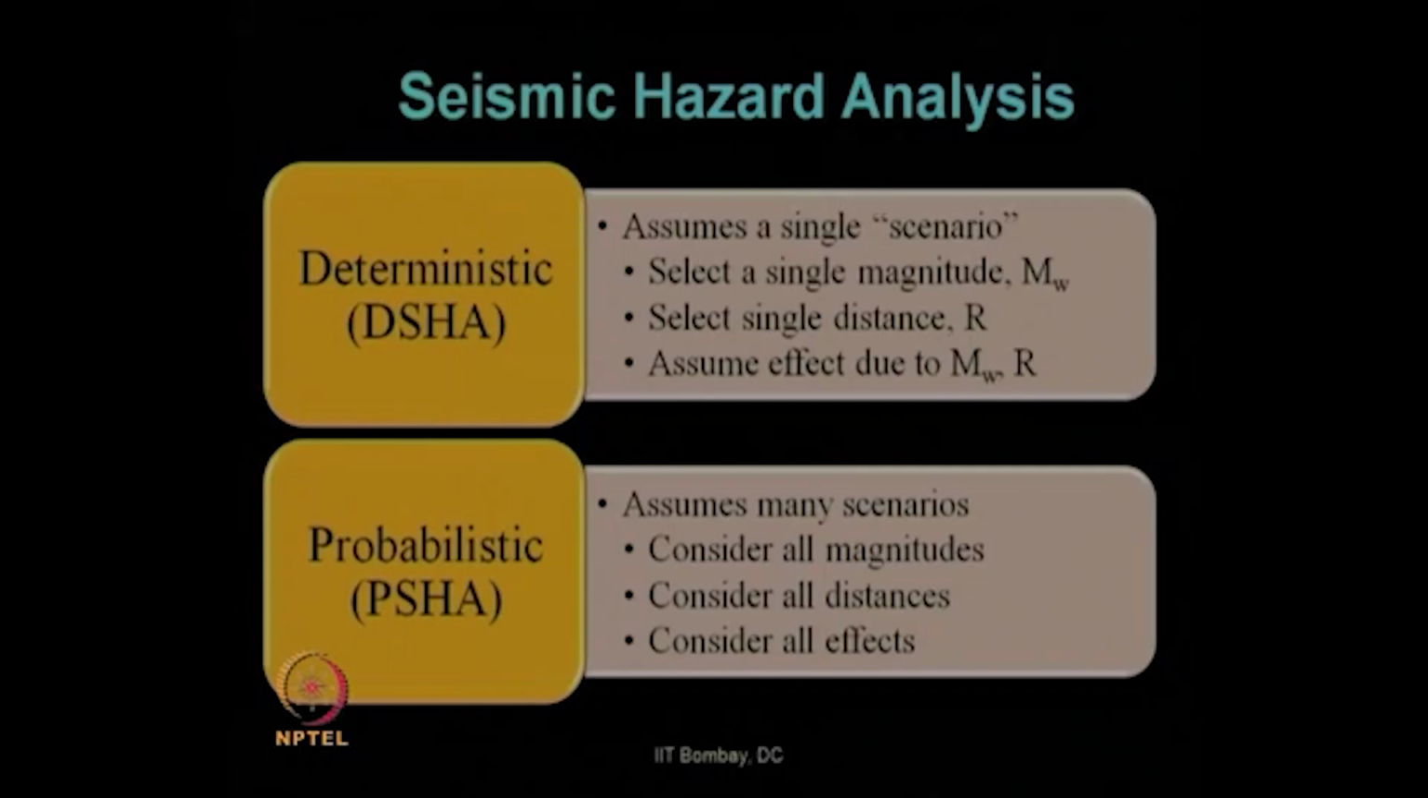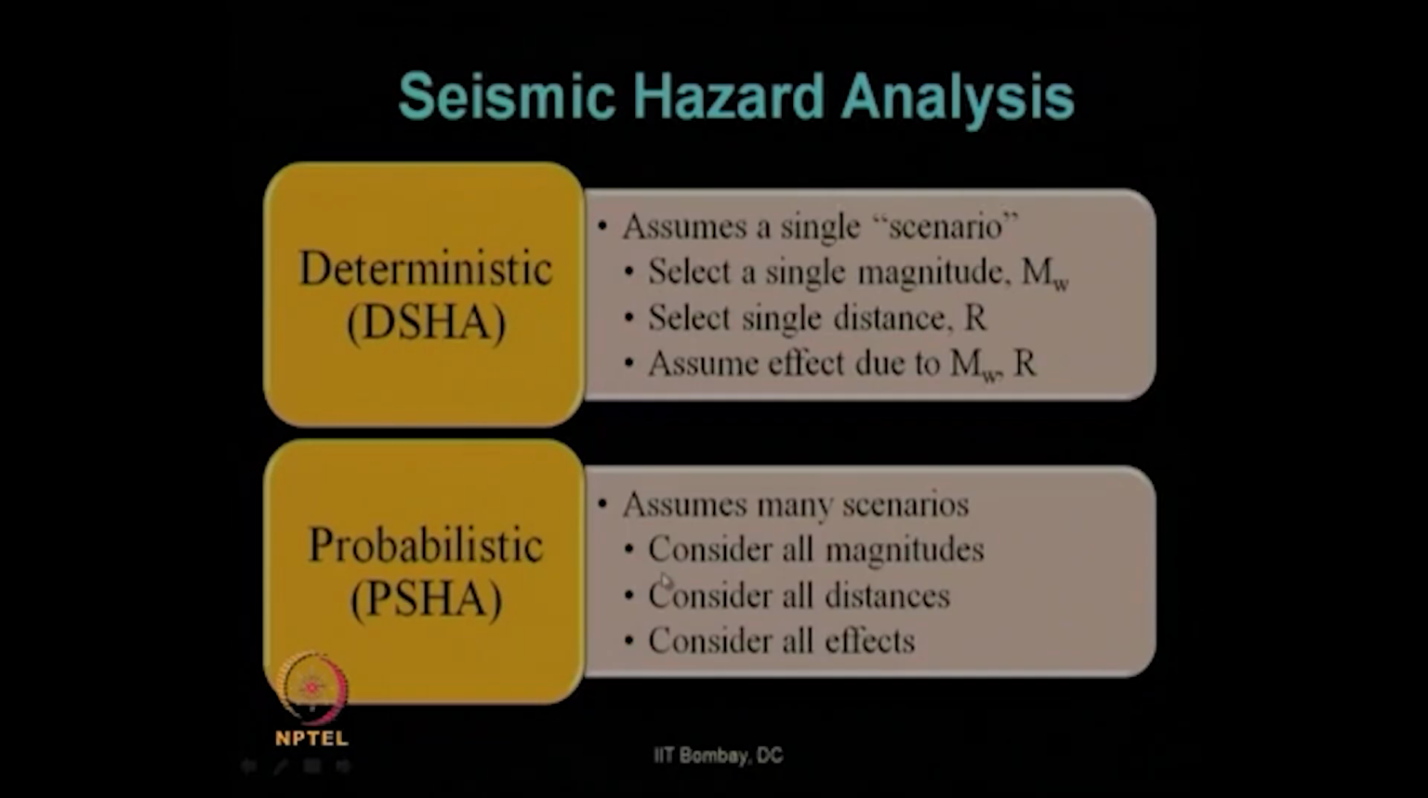So, once again, if we compare DSHA and PSHA, in DSHA we have seen we assume a single scenario. What is that single scenario? That is the worst case scenario or the maximum case scenario. So, here we select a single magnitude, Mw, which has to be the maximum magnitude. We select a single distance, which has to be the minimum distance, and we assume the effect due to both this maximum magnitude and minimum distance for each source to calculate the hazard parameter.